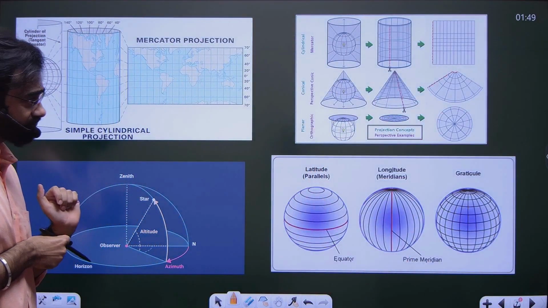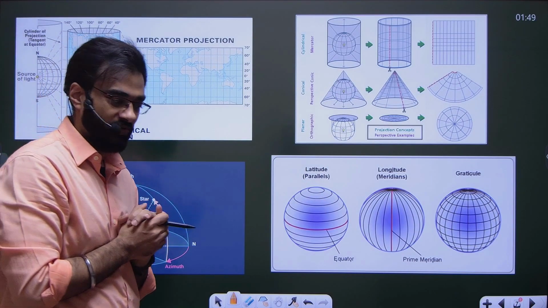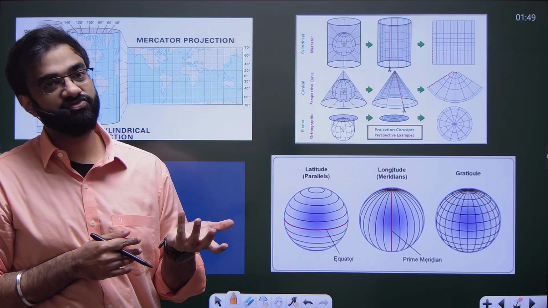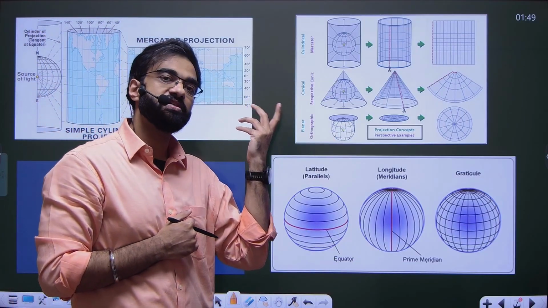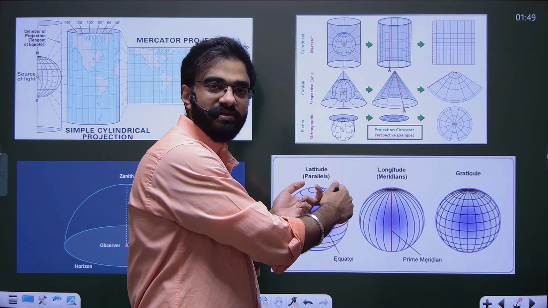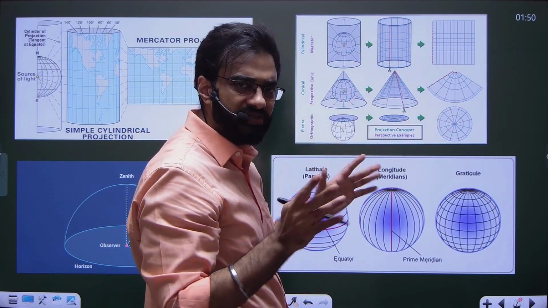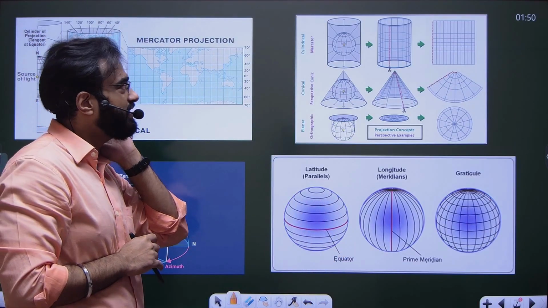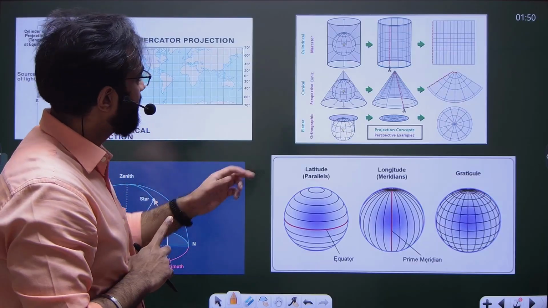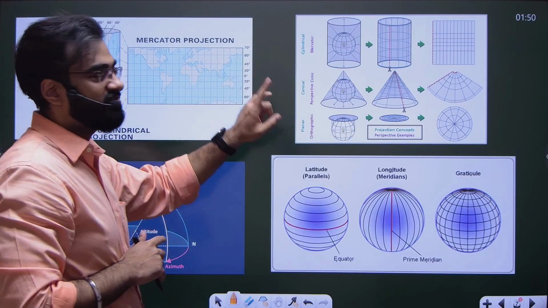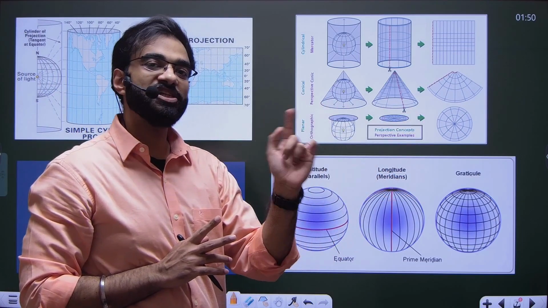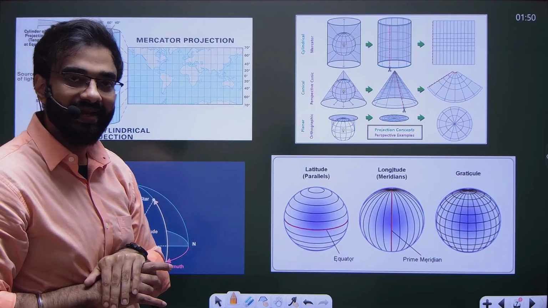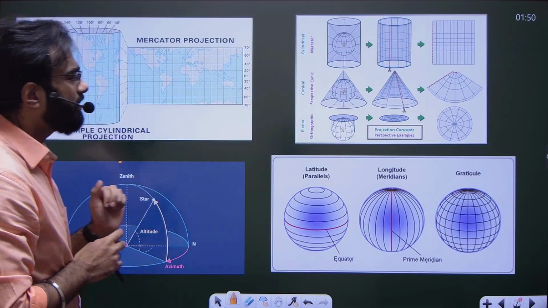Now, before that, we come to projections. What is a projection? Projection is the mathematical transformation of the 3D Earth surface onto a 2D surface like a map or sheet. So this is a simple definition. The most commonly used projection you might have heard of is the Mercator projection, which was established by Gerhard Kramer in 1569. Kramer is a Dutch word which translates to Mercator. So it came to be known as the Mercator projection.